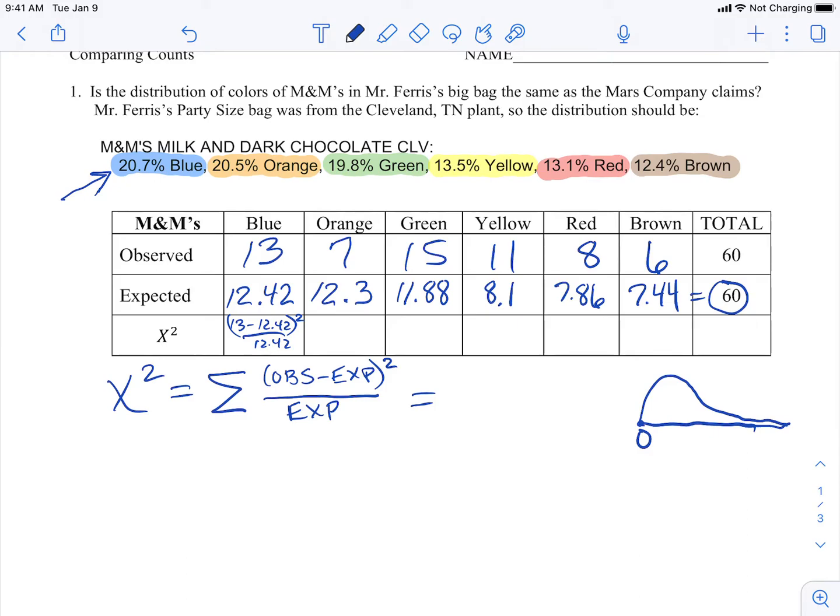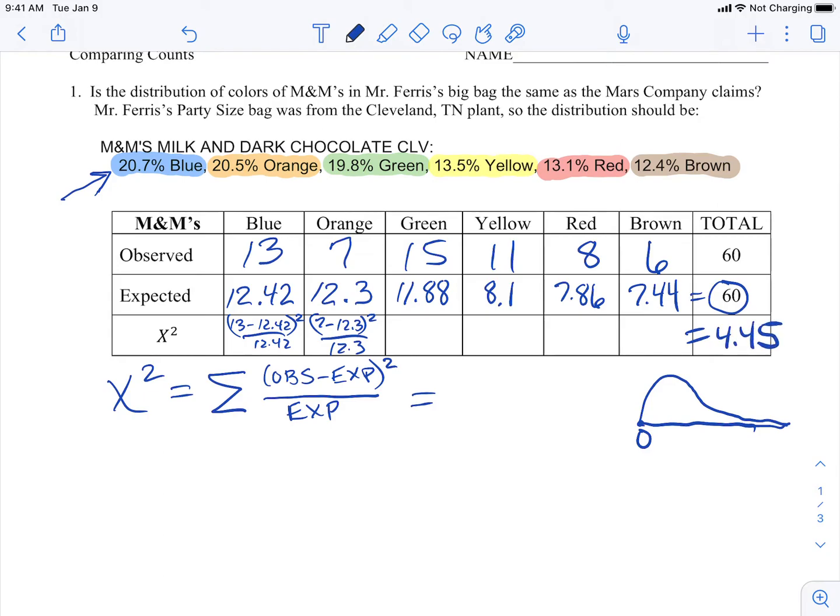And then for orange, it would be observed, which is 7, minus expected, which is 12.3, squared, over the expected 12.3. And you would do that all the way through, and when you add them all up, then you'll get the chi-square value for the entire problem, which I've already done using a computer calculator, and we get 4.45.